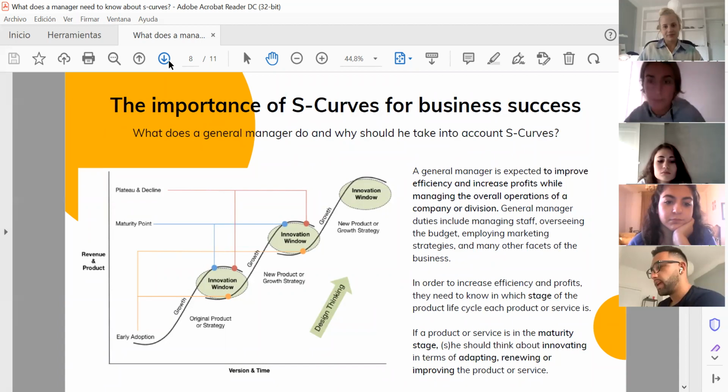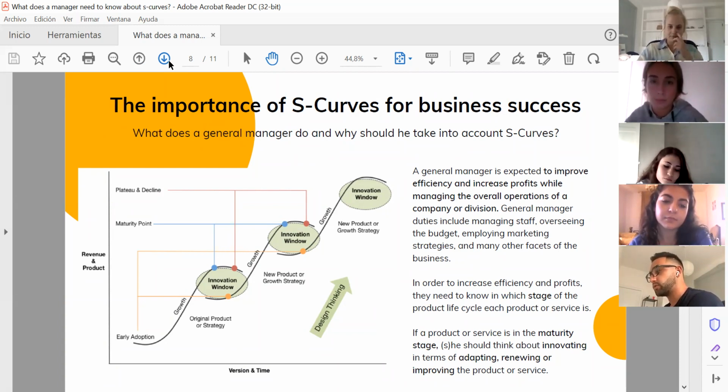Thank you, Live. Why should S-curves be considered in the decision-making of any business at all? Are they really important, or are they just another theoretical concept that doesn't apply on a daily basis? Answering the main question of this work, we need to understand what a general manager does in the workplace and why he or she should take into account S-curves.